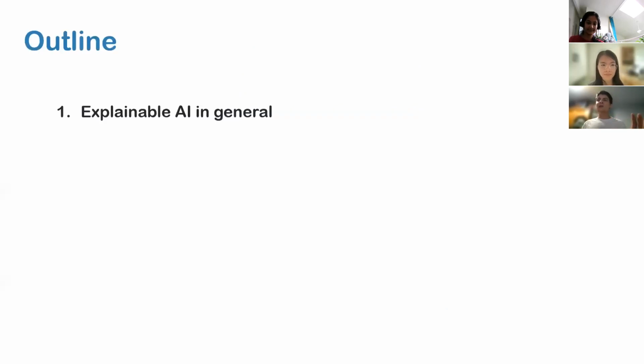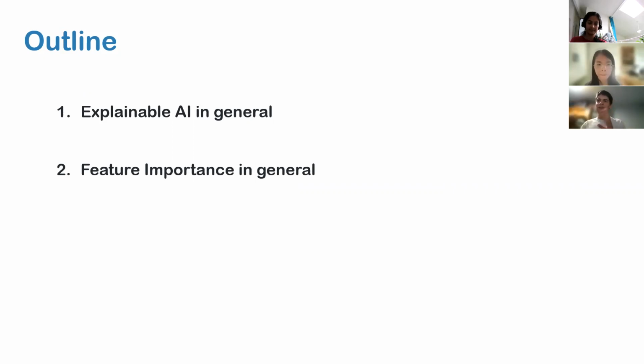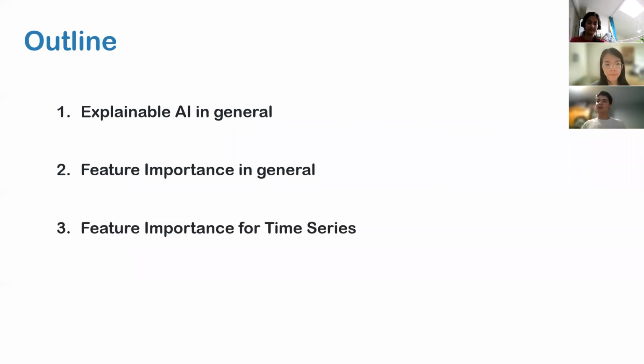So I will start with an introduction of explainable AI for the spectators that are not entirely familiar with this subject. So if you don't know anything about explainable AI, don't worry, I will really start from scratch in this talk. Then I will focus on a particular family of explanation methods that we call feature importance. I will discuss it in a very general setting, and then I will particularize the discussion to the time series setting, which is our topic of interest today.